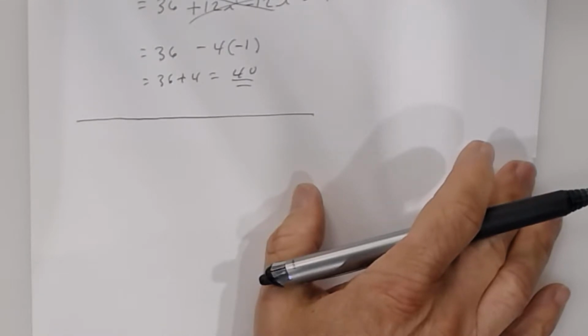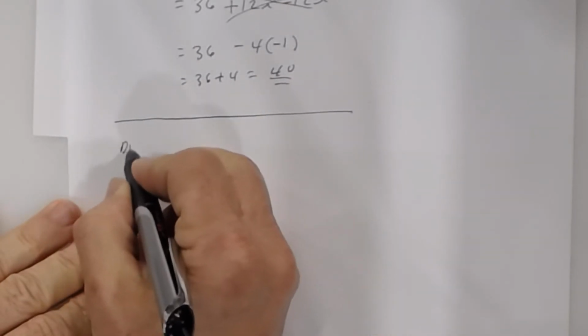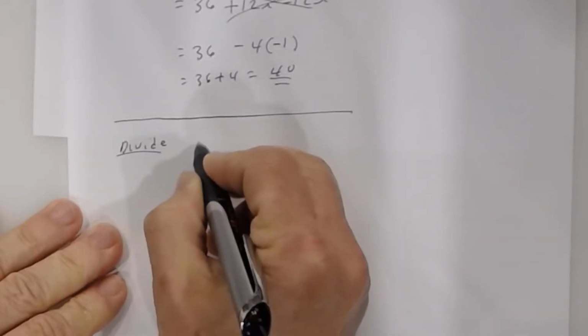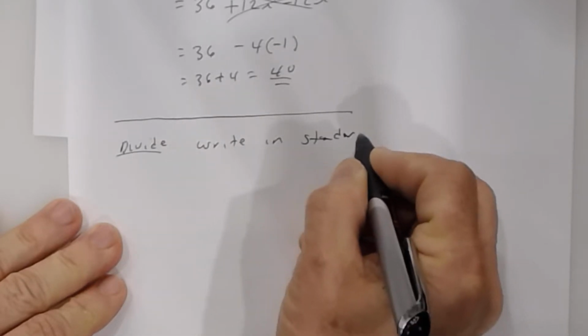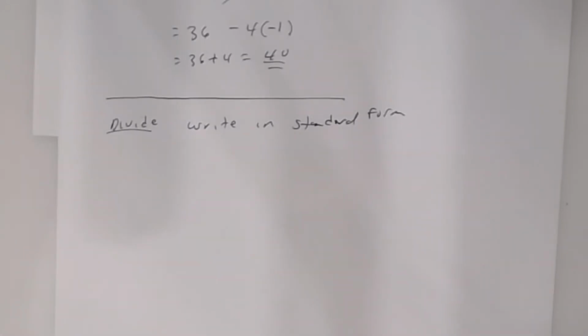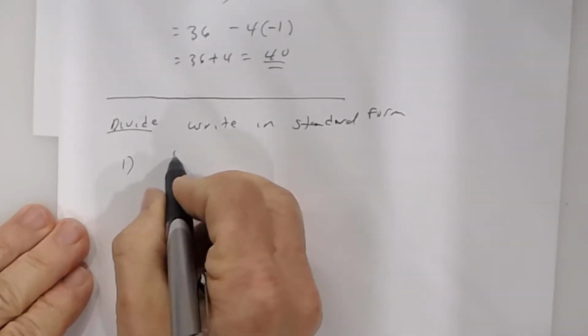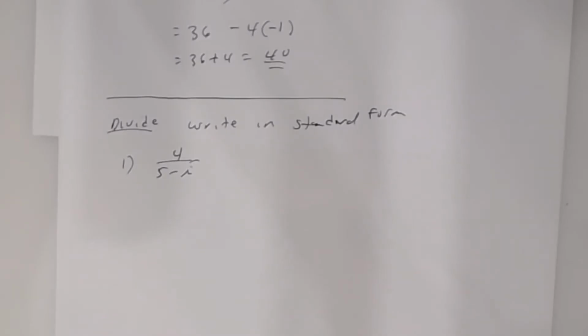All right. So let's look at this one. It's going to say divide, and then write in standard form. All right, so divide, and then write in standard form. Number 1, 4 divided by 5 minus i. So this was, let's say, 4 divided by 5 minus i.